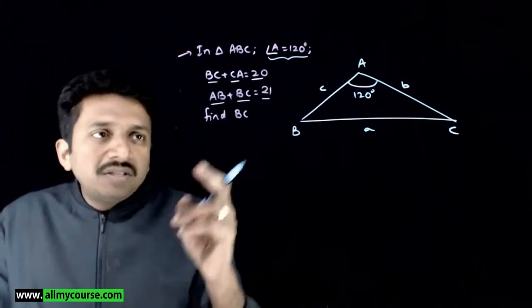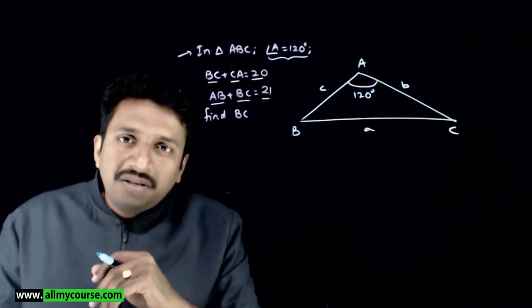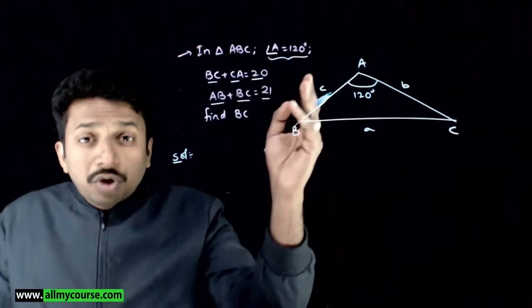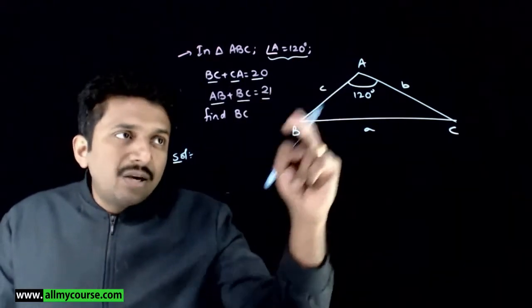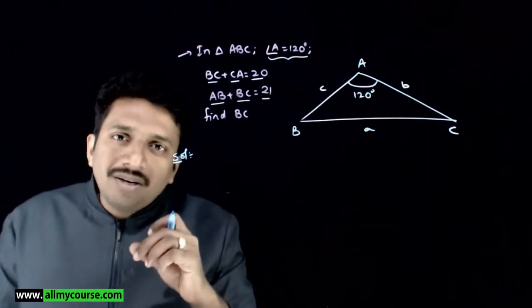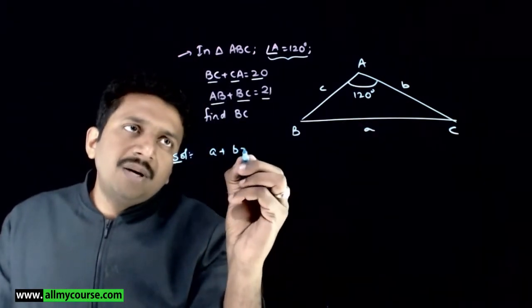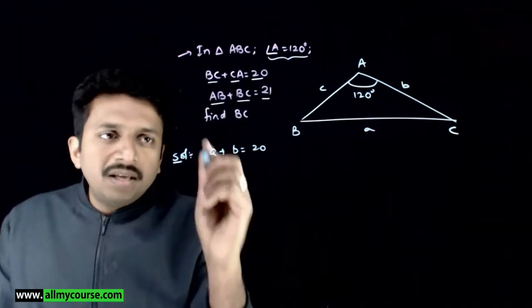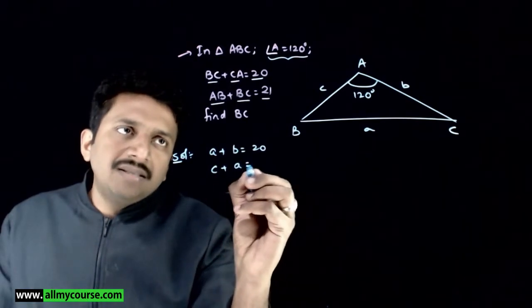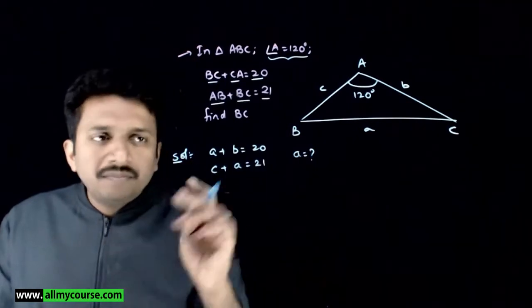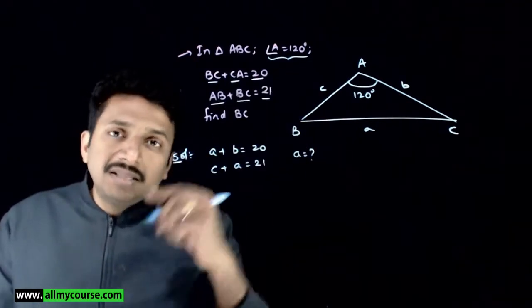So with these three informations, can you find the length of BC? Let us try to use each of these informations. If you draw the diagram corresponding to this, it looks something like this. Angle A is equal to 120 degrees. BC is nothing but a, plus CA is nothing but b, is equal to 20. c plus a is equal to 21. You're asked to find the value of a. And angle A is equal to 120.